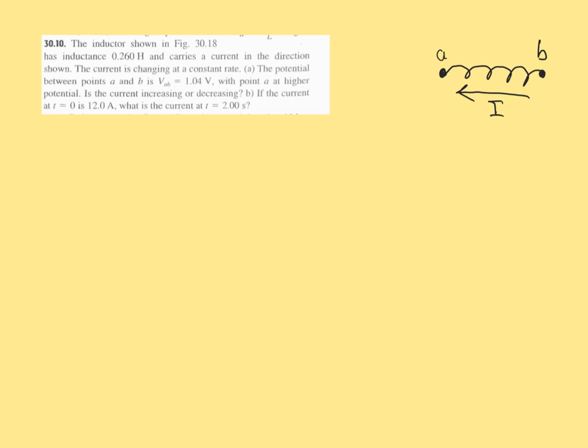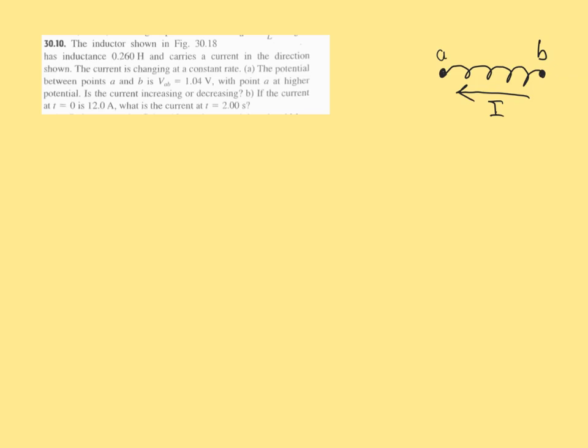We're looking at problem 30.10. They've got an inductor, which I drew over to the right. It has an inductance of 0.260 henries, and a current that goes from right to left. The current is changing at a constant rate, which helps us because it means that when we deal with di/dt, we can just say it's delta I over delta t.